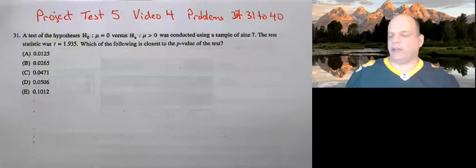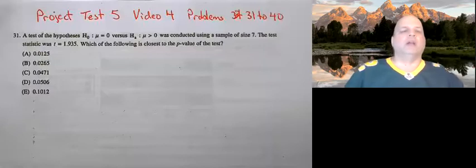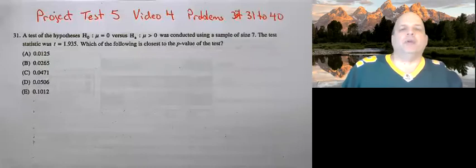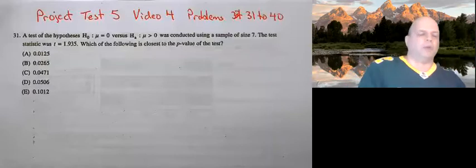Okay, this is Project Test 5. This is video number 4 and covers problems 31 to 40. A test of hypothesis, mu equals 0 versus mu is greater than 0, is conducted using a sample of size 7. The test statistic was t equals 1.935.